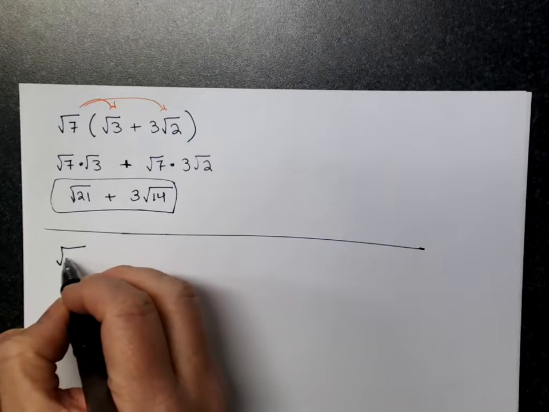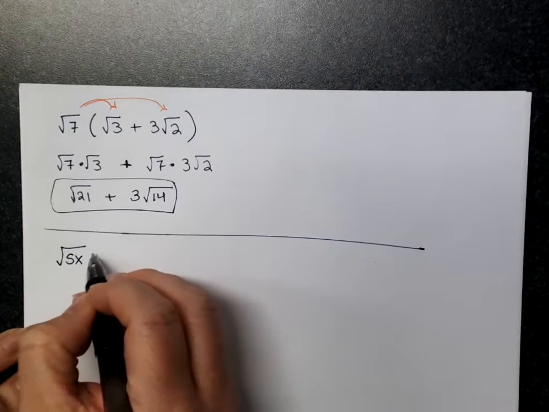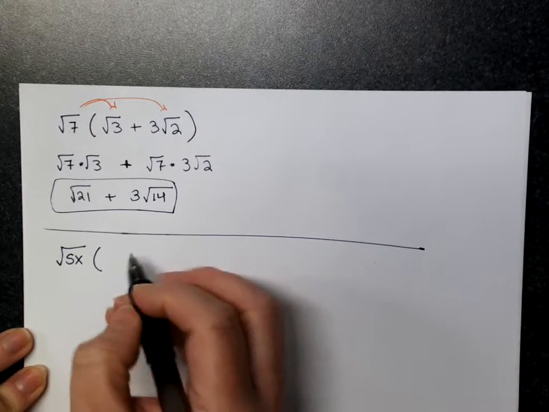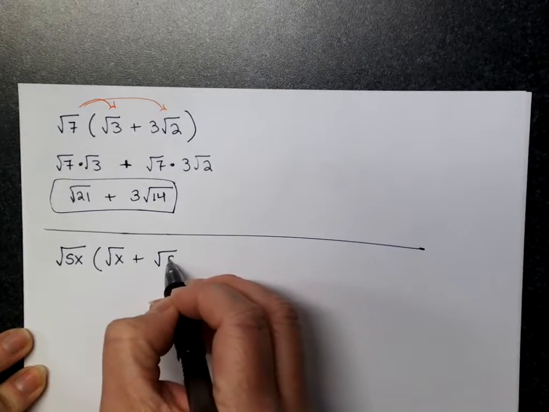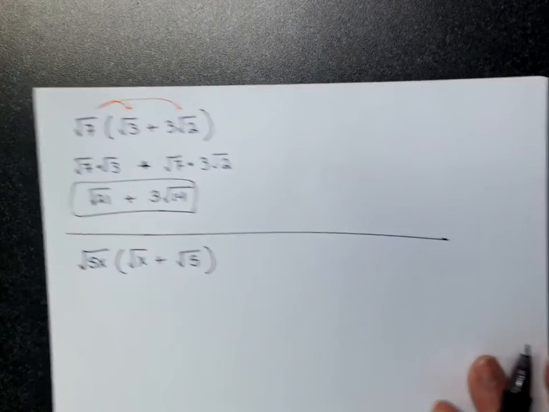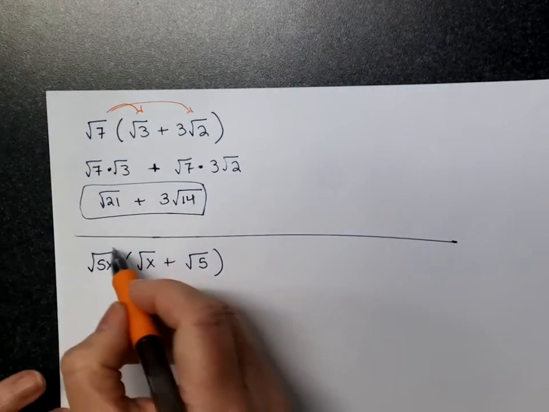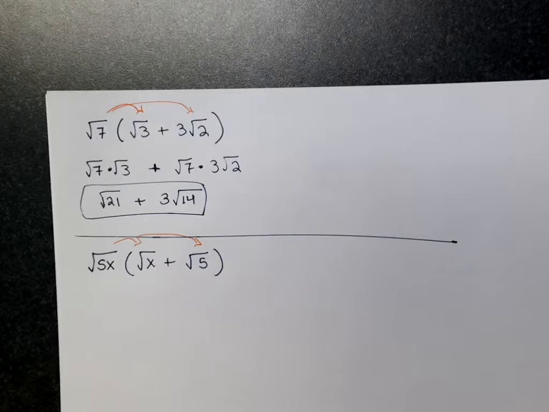Now this one's a little trickier, but just be organized about it. Square root of 5x, we've got variables involved now, times the binomial of square root of x plus square root of 5. Now first, write it out expanded. That times that plus that times that.